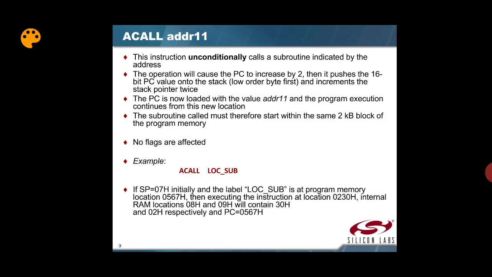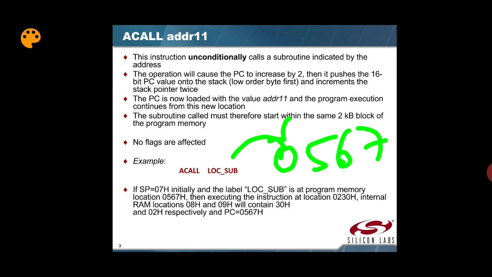is located at the location 0567, that is this location. Now my ACALL will be stored at location 0230H, meaning initially PC will be loaded with this address. When the instruction is executed, PC is executing the content of 0230H.